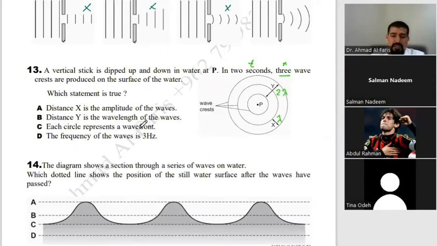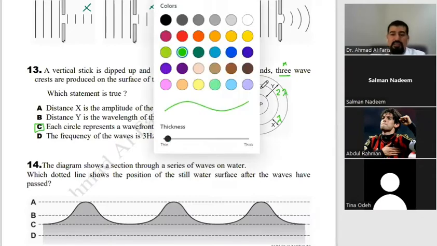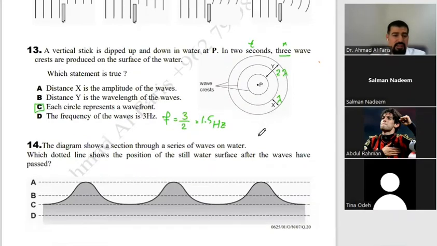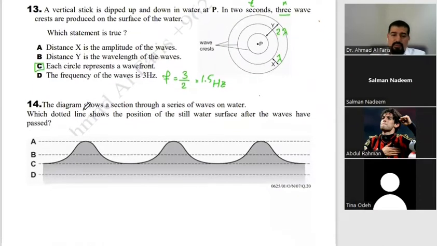Each circle represents a wavefront. Yes, each of these circles represents what? A wavefront. The frequency of the wave is 3 hertz. No. The frequency is 3 waves, 3 vibrations, divided by what? 2 seconds. So it's 1.5 hertz. So the correct answer is what? Is C in this situation. Good. Okay, thank you, Salman.